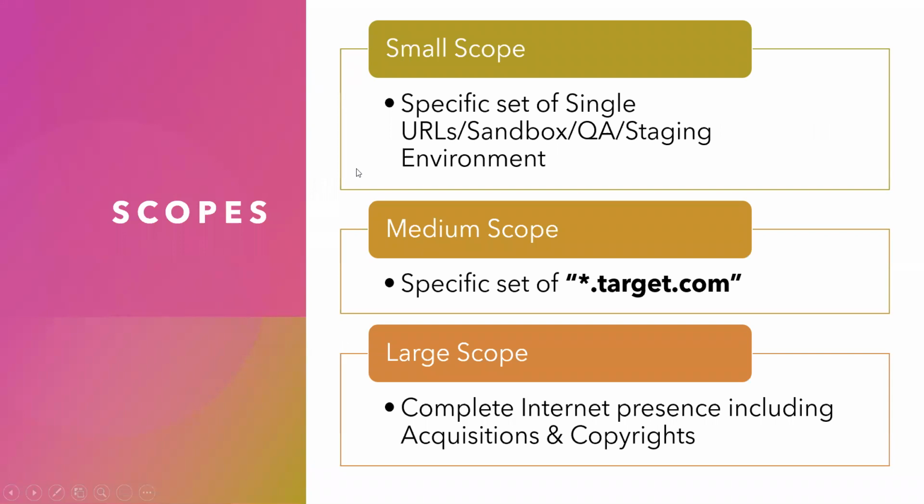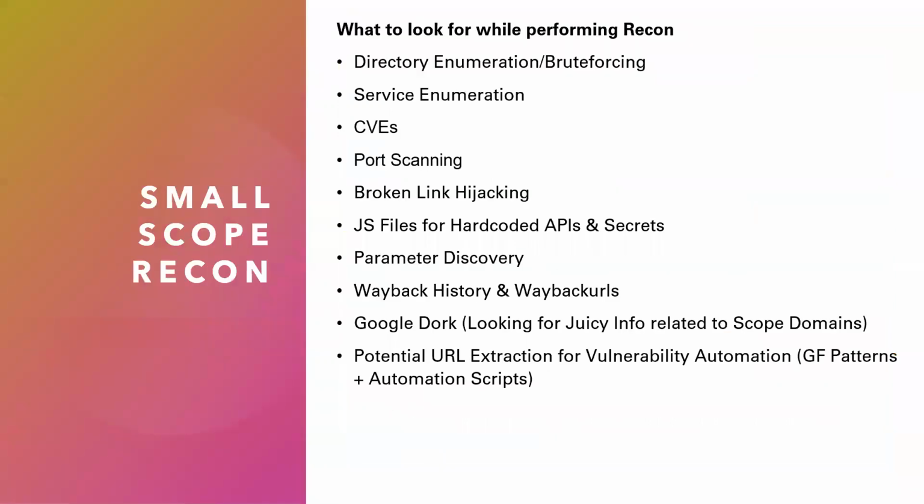So when we talk about small scope recon, we specifically look for a specific set of URLs. It may be sandbox URL, QA or staging environments. Like you will see a lot of times sandbox.target.com or qa-staging.target.com. In medium scope, we consider *.target.com, where we say that all the subdomains of target.com are in scope. In large scope, we consider that every single thing, the internet presence, acquisitions, copyright, everything related to that organization will be in scope.